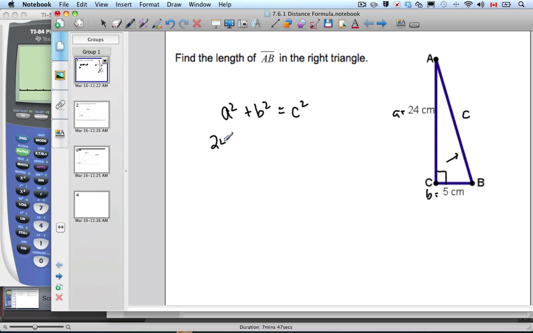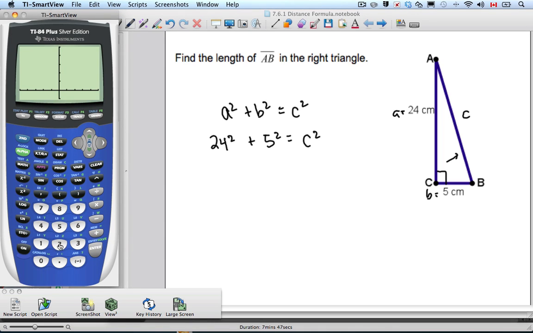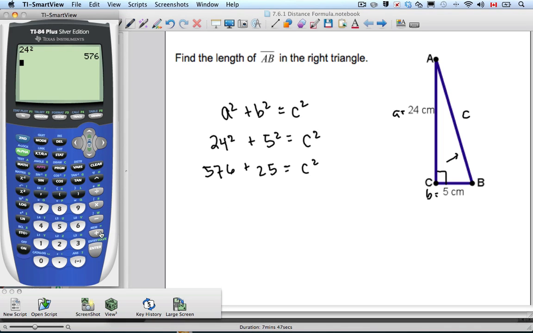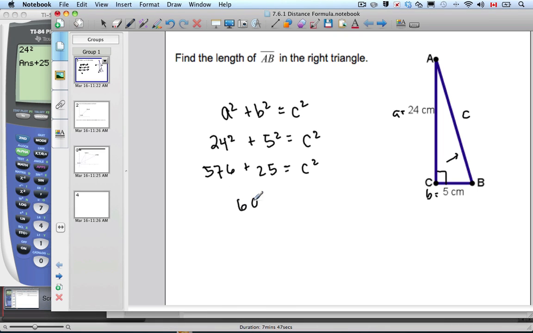Now we can just substitute in values: 24 squared plus 5 squared equals C squared. I don't have 24 squared memorized. It's 576. Every time I see it, I go, oh, I've seen that before. I have the 5 squared memorized. That's 25. So we can add it: 601 equals C squared. And to find the exact value would be the square root of 601.